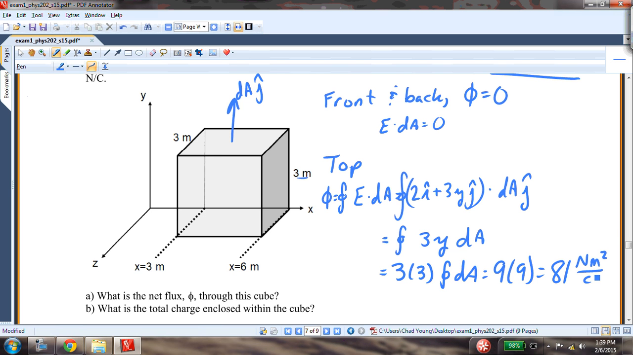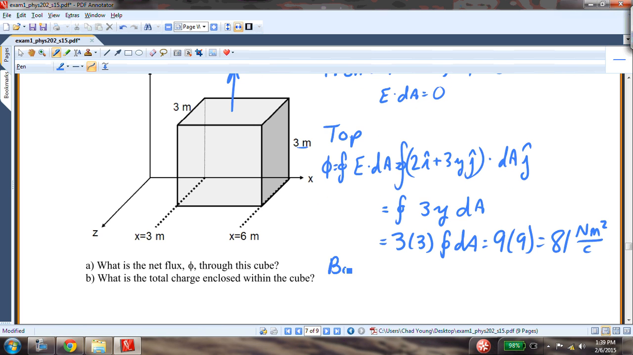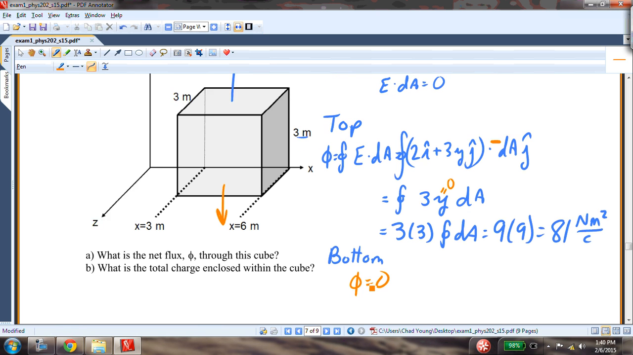All right, now let's go ahead and do the bottom. But if I think about this, I don't really need to do it, because it's going to be a little bit different. I'll have a negative dA here because at the bottom, the area vector is in the negative y direction, negative j direction. But here, y will equal 0. So since y is equal to 0, the flux will equal 0. So at the bottom, the flux is equal to 0.